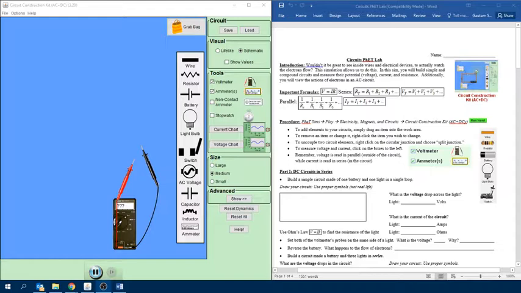Today we're going to be taking on a two-part lesson. This first portion is part 1, and next week I will be posting part 2. This is on circuits and circuit design. So we're going to be looking at circuitry.